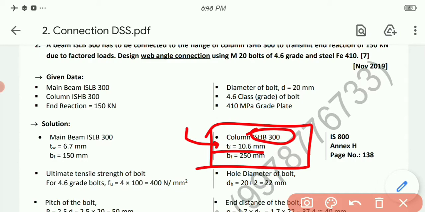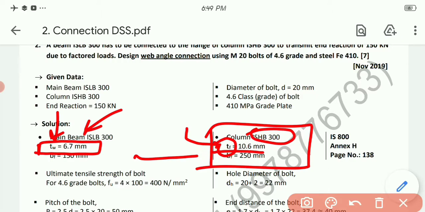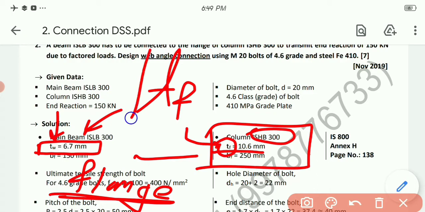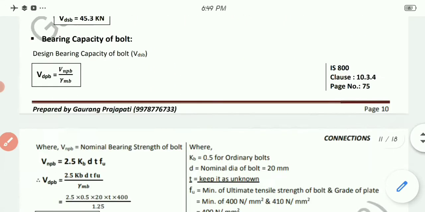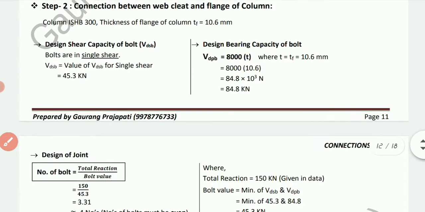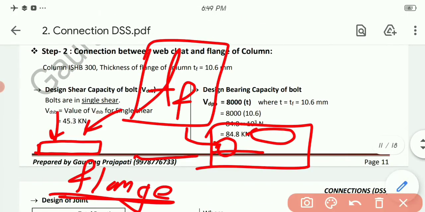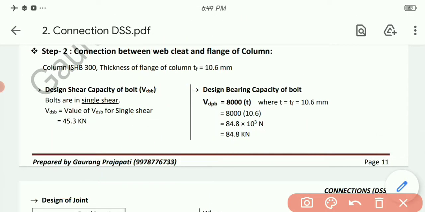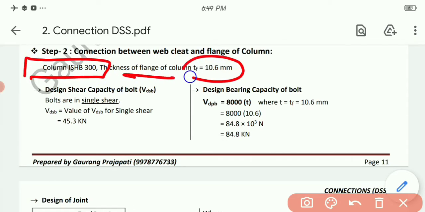Why thickness of flange? Because we are connecting the cleat angle in the flange of the column, that's why thickness of flange is considered. While in case of the beam, we were connecting the cleat angle in the web of the main beam, so we considered the thickness of web for that. In this case we will connect the cleat angle in the flange of the column, so thickness of flange will be considered. The column size is 300 and thickness of flange of the column is 10.6.